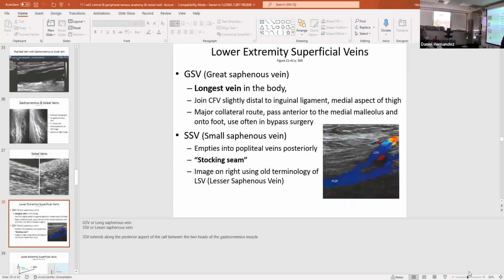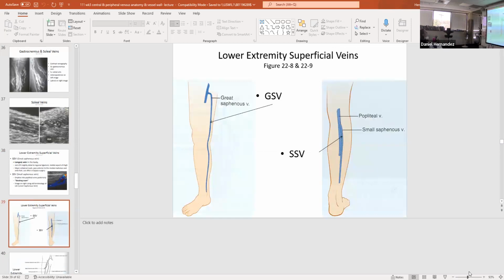So superficial veins: GSV, great saphenous vein, the longest vein in the body; small saphenous vein, also referred to as the stocking seam, empties directly into the popliteal. Also, this is showing that GSV, where it connects all the way into the common femoral vein up at the groin, how it extends basically the entire length of the leg. And this is a posterior view looking back at the calf, and the small saphenous vein connecting into the popliteal and running along the posterior calf.